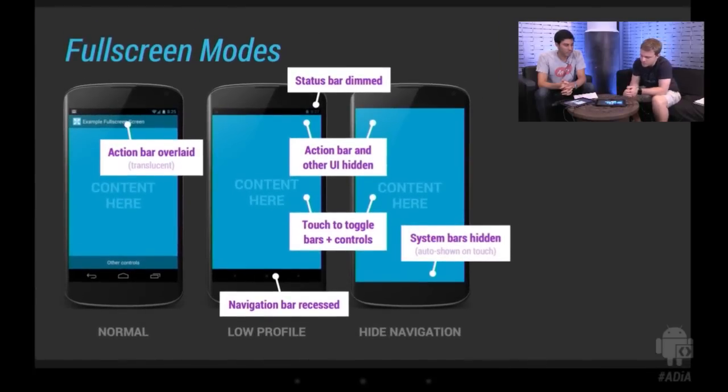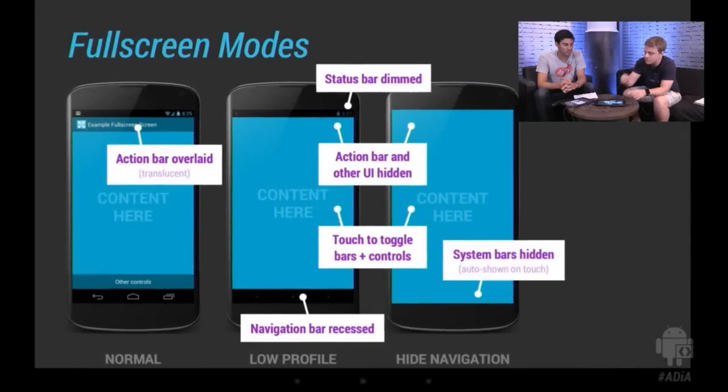The last thing I wanted to mention about these different modes is you generally want to only switch between two: normal and low profile, or normal and hide navigation. You don't want to have different UI elements on the screen going on and off at different times. You actually want to make sure that you either have the status bar, the navigation bar, the action bar, and other UI controls all visible, like here, or none of them visible. So basically, this boils down to making sure that the action bar visibility is tied to the visibility of the other elements on the screen.